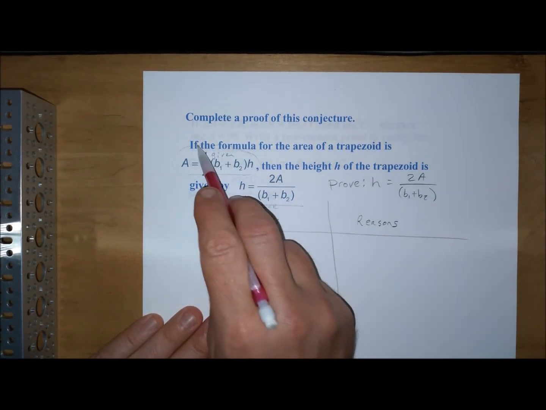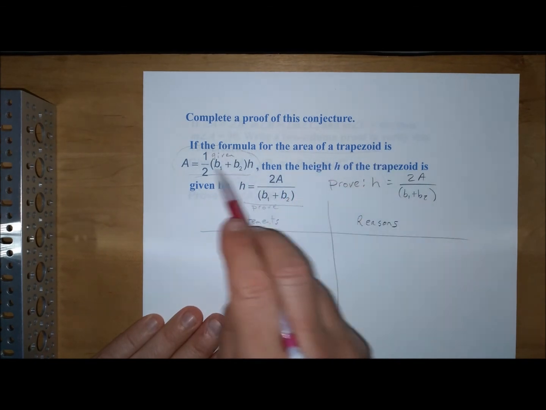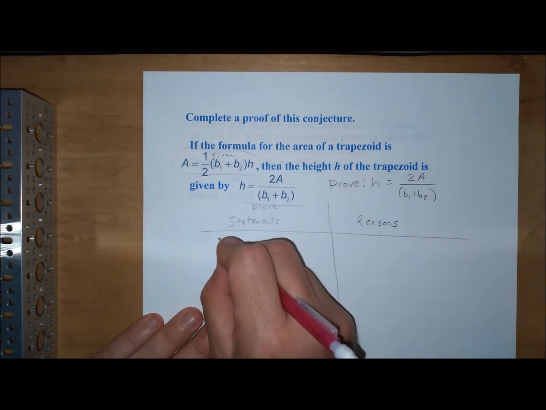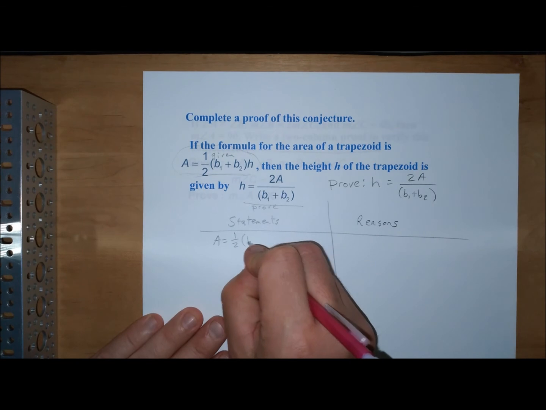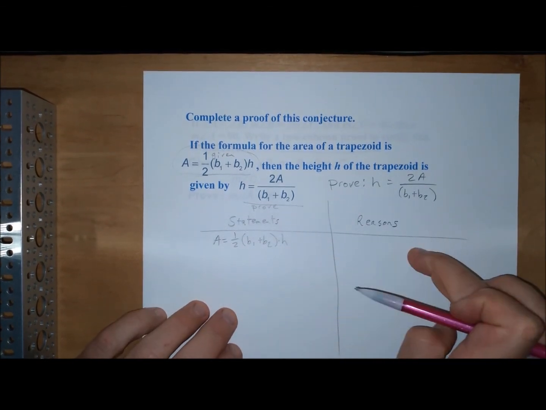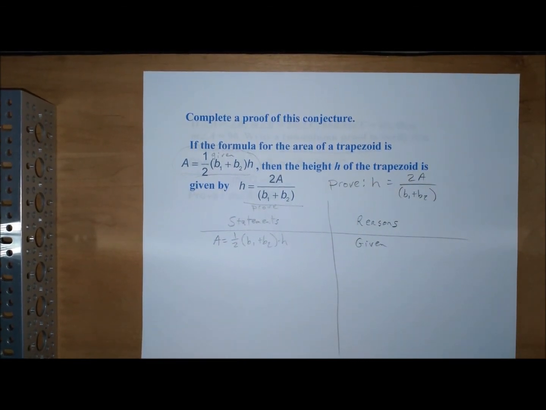Okay, remember, if hypothesis, all of that information right after the word if is your hypothesis. That's your given information. So they start us out with area equals 1/2 times the sum of the bases times the height. What's our reason for that first statement? That is our given. Okay, so where do we go from here?